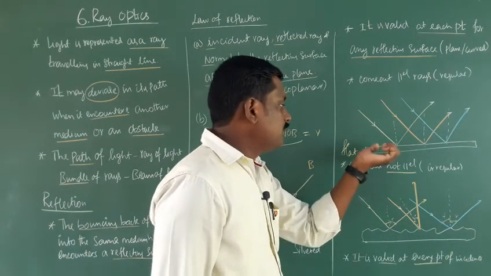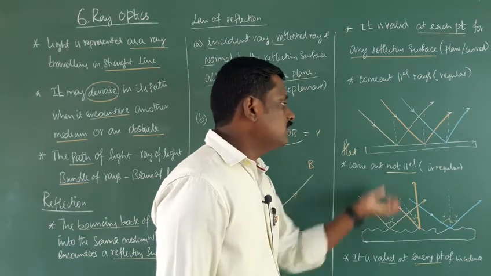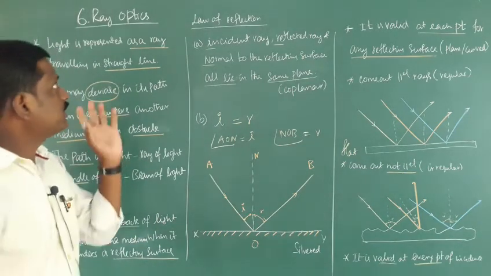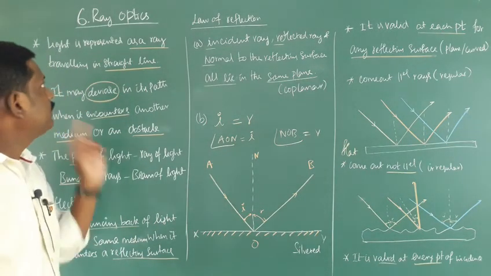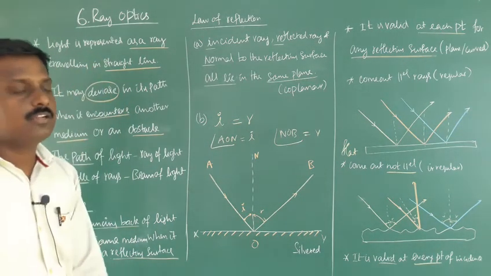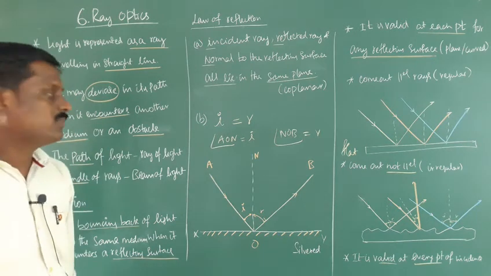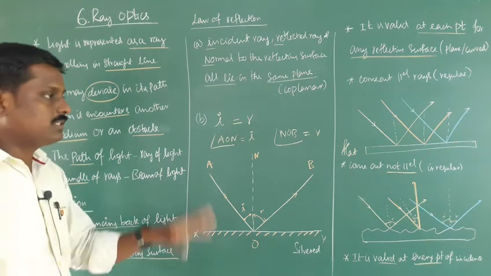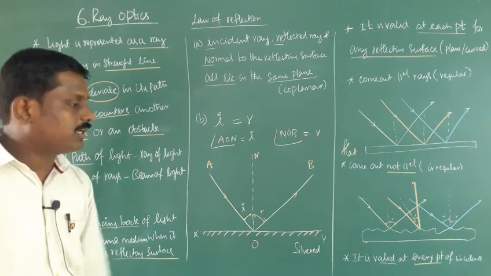For both regular and irregular reflection, the law of reflection is valid. So in this class we discussed the introduction part of ray optics. Light is represented as a ray, traveling in a straight line. When it encounters a medium or obstacle, it deviates from its original path.